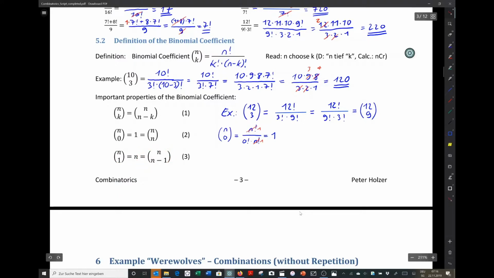Last rule: n choose 1 is equal to n, and that's also the same for n choose n minus 1. Using the definition of the binomial coefficient, we get n choose 1 is n factorial divided by 1 factorial times n minus 1 factorial. Then in the next step, let's write n factorial as n times n minus 1 factorial using the recurrence definition. Copy the denominator, we can cancel out the n minus 1 factorial, and what remains is just n. In the next chapter, it will also become intuitively clear why these three rules are correct.